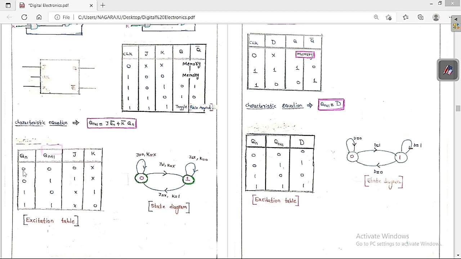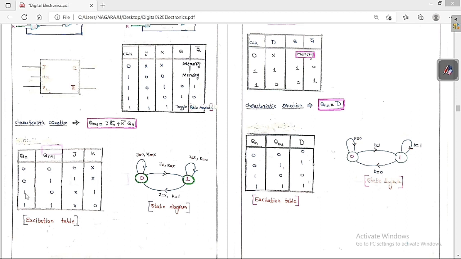See, suppose you want to change the output from 0 to 0, either you can give 0 0 as memory, or you can give 0 1. So simply we can say 0 cross, because J is always equal to 0, but K can be 0 or 1. Suppose you want to change the output from 0 to 1, definitely you can give either 1 comma 0 or 1 comma 1. So J is always equal to 1, and K can be 0 or 1. So it is 1 comma X.